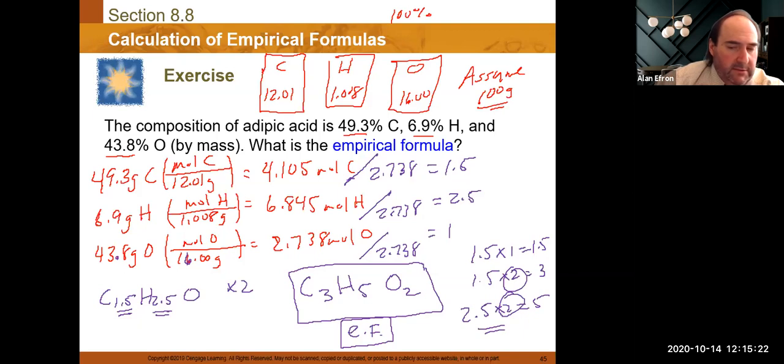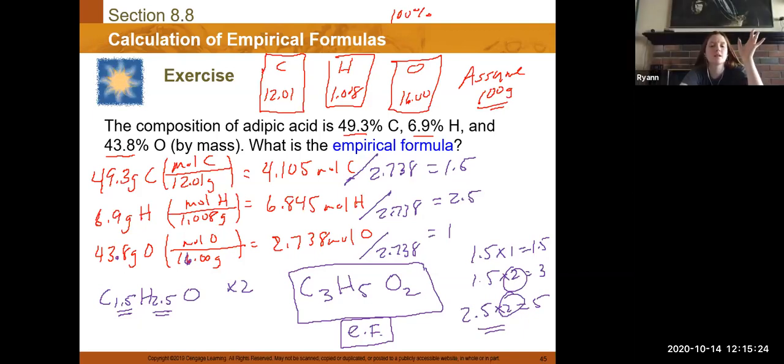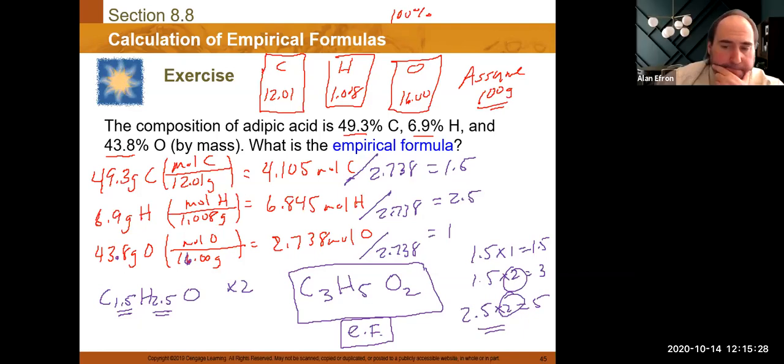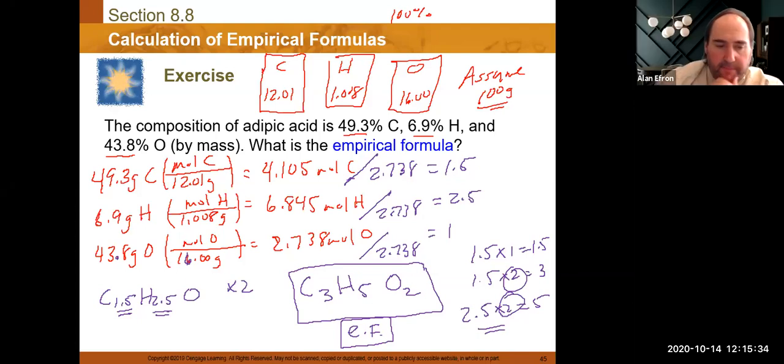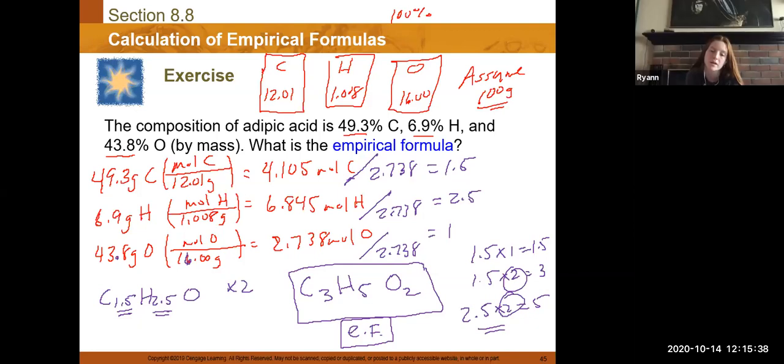Other questions on that? So let's say that the carbon and hydrogen weren't both the 0.5 ending, and you had to multiply to get different numbers to find the empirical formula. Would you just pick one to go with, or would there never be a situation like that?